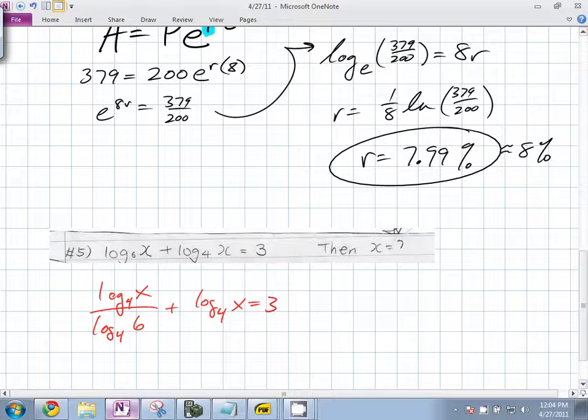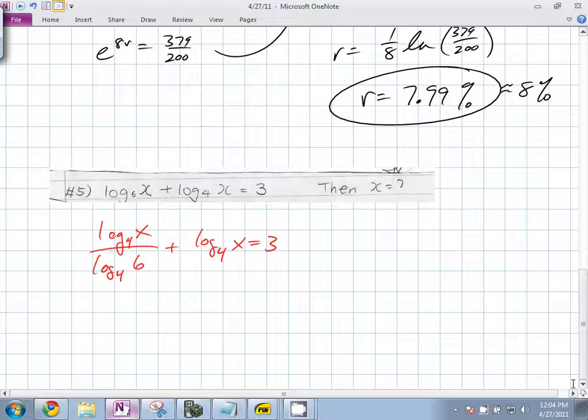Now, at this point, you could try to add fractions. But let's do something first. What's in both of those? Log base 4 of x. So what can you factor out of both of those?